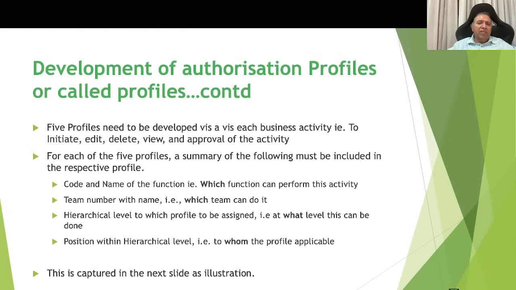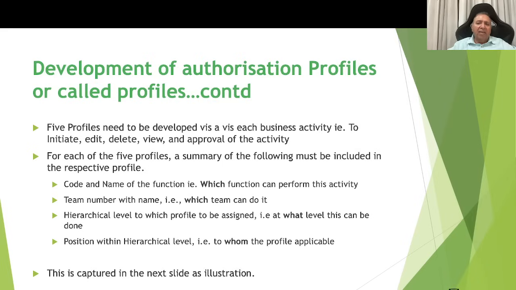Now, five profiles need to be developed for each business activity: who can initiate this activity, who can edit this, who can delete this, who can view this, and who can approve this activity. For each of these five profiles, a summary of the following must be included in the respective profile. 1. Code and name of the function, that is, which function can perform this activity.